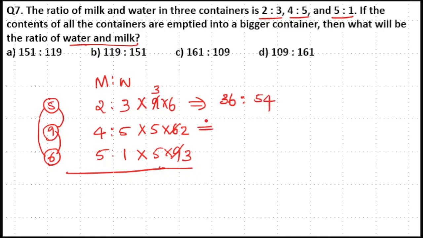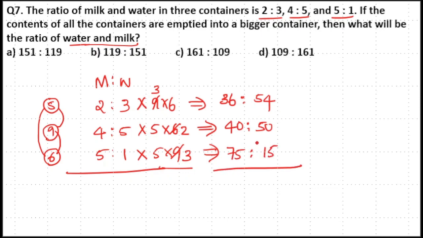Second ratio will become 5 into 2, 10. 10 into 4, 40 is to 10 into 5, 50. Third ratio will become 5 into 3, 15. 15 into 5, 75 is to 15 into 1, 15. Now the parts are equal.